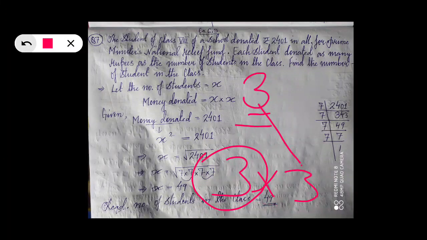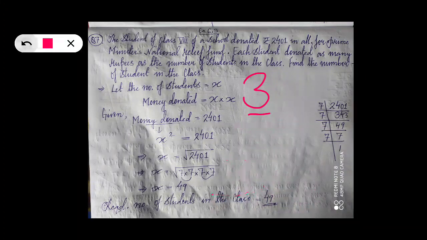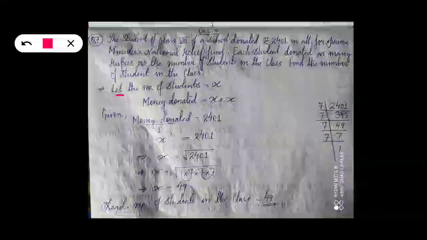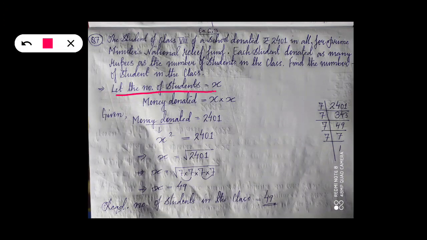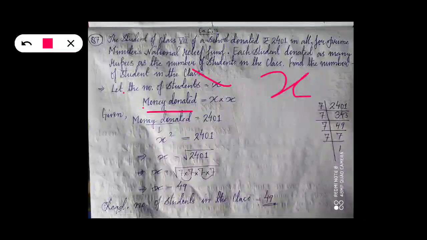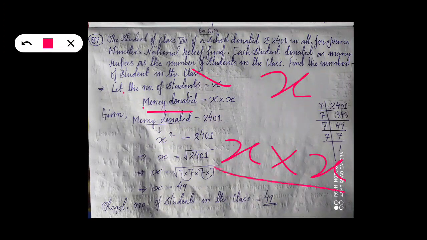I hope you have understood this question. Now let's start. Let the number of students be x. We don't know the number of students. Find the number of students in the class. We don't know that. That's why we'll start with x. Let the number of students be equal to x. So money donated: if x students are there, each student will give x rupees and the total students is x. So if you multiply, you will get the total money.